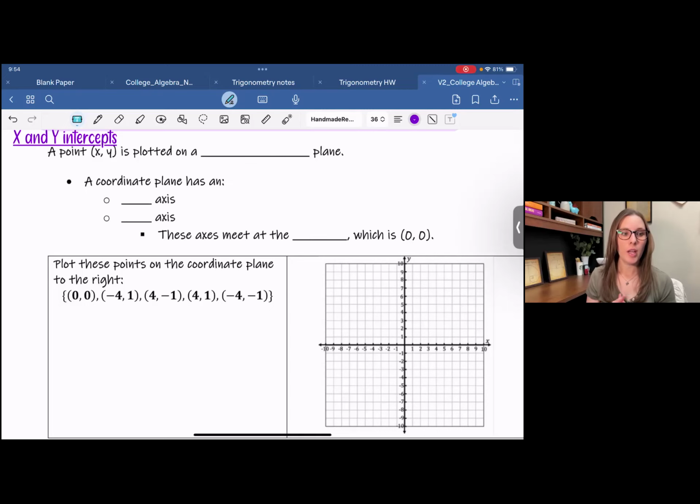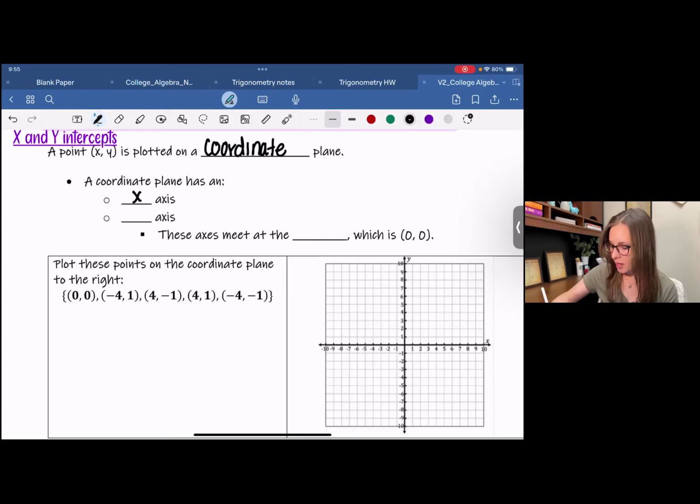So graphing a point. A point, we usually label it as X comma Y. You can use other variables, but typically speaking, we use X and Y. It is plotted on a coordinate plane, is what we call it. You might call it a graph, but its technical term is coordinate plane. A coordinate plane has an X and a Y axis.